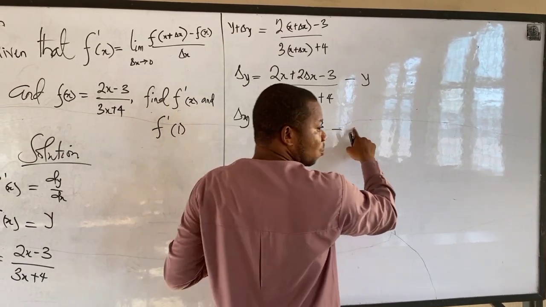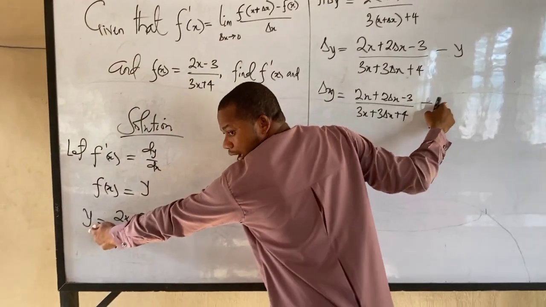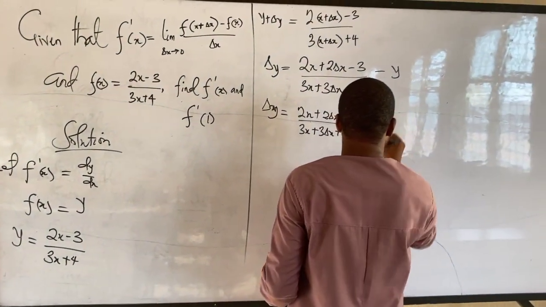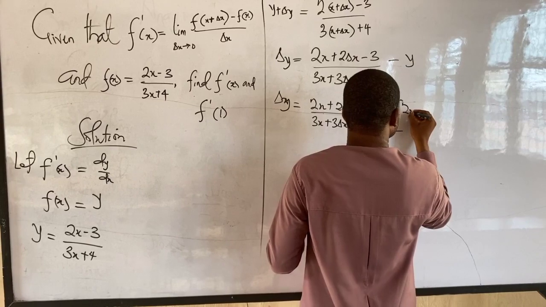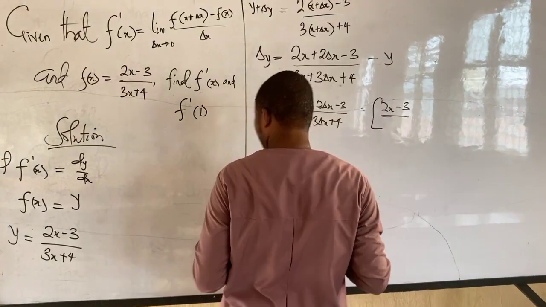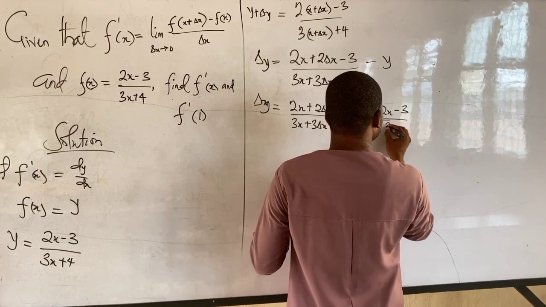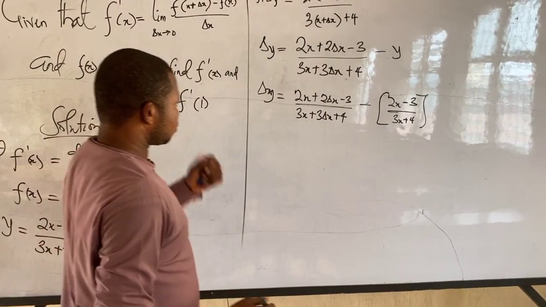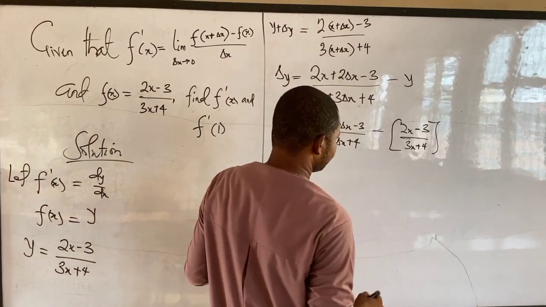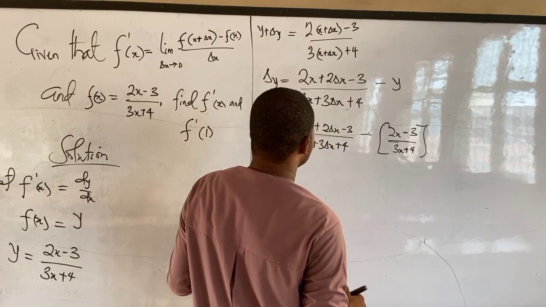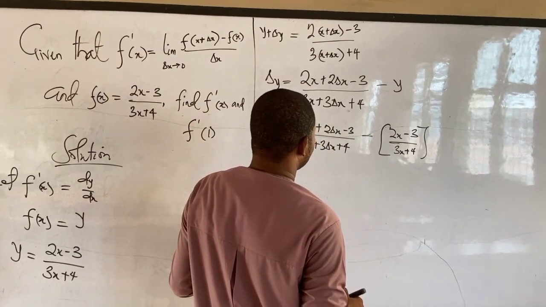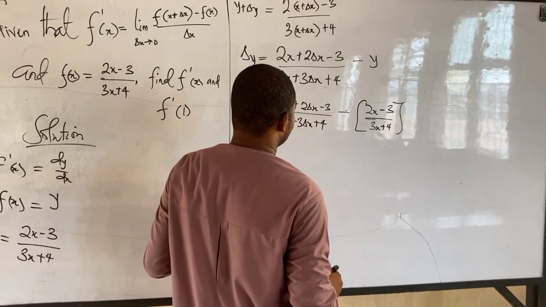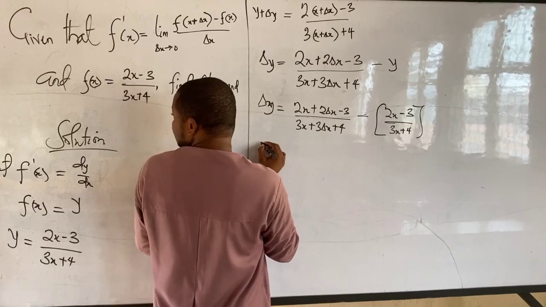What is my y? From the equation, we say let y be equal to this, which means that I'm substituting it. y is giving me 2x minus 3 over 3x plus 4, close the brackets. So by virtue of this, I'm going to open up the brackets.